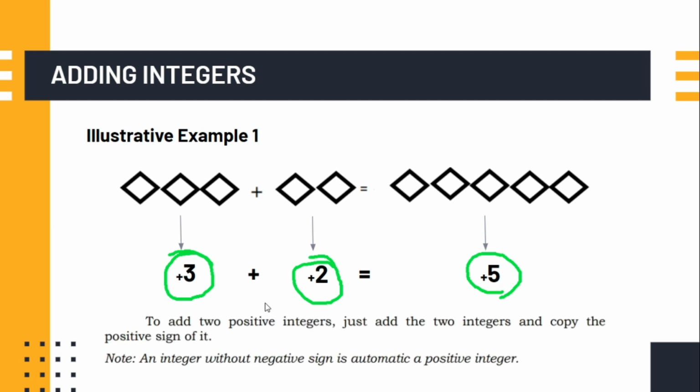This means, for us to be able to add positive integers, just add the two integers and then copy the positive sign. Just add them. 3 plus 2, 5. Since it is positive, positive 5. Just like our normal adding, right? 8 plus 2, that's 10. That's all. So, note that when an integer has no negative sign, automatically it is a positive integer. Okay? When it comes to addition, when there is no negative involved in our addends, that means the answer will be positive. No negative.